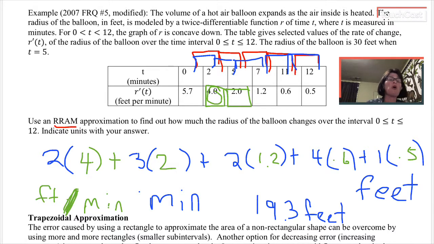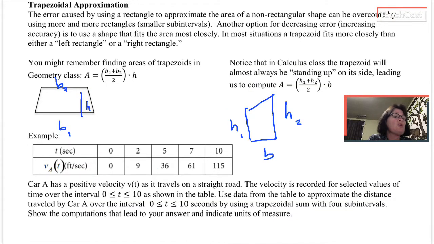So even though I don't know what the radius was at time 0, it doesn't even say up there, I know that from time 0 to time 12, the radius increases by a total of 19.3 feet. Final answer. So assume I want to improve my approximation.